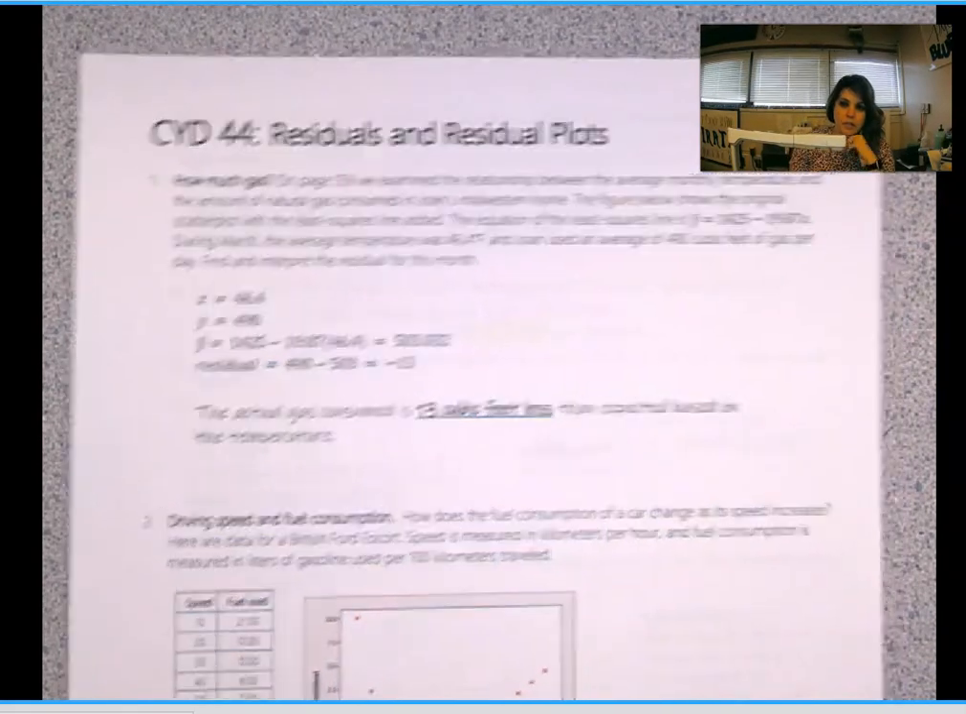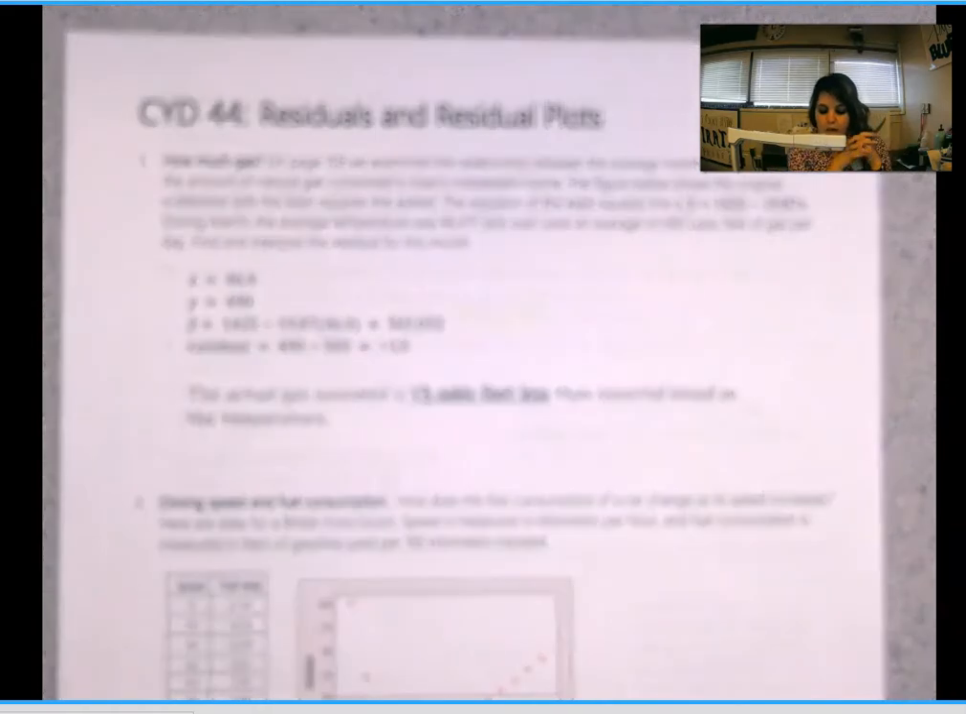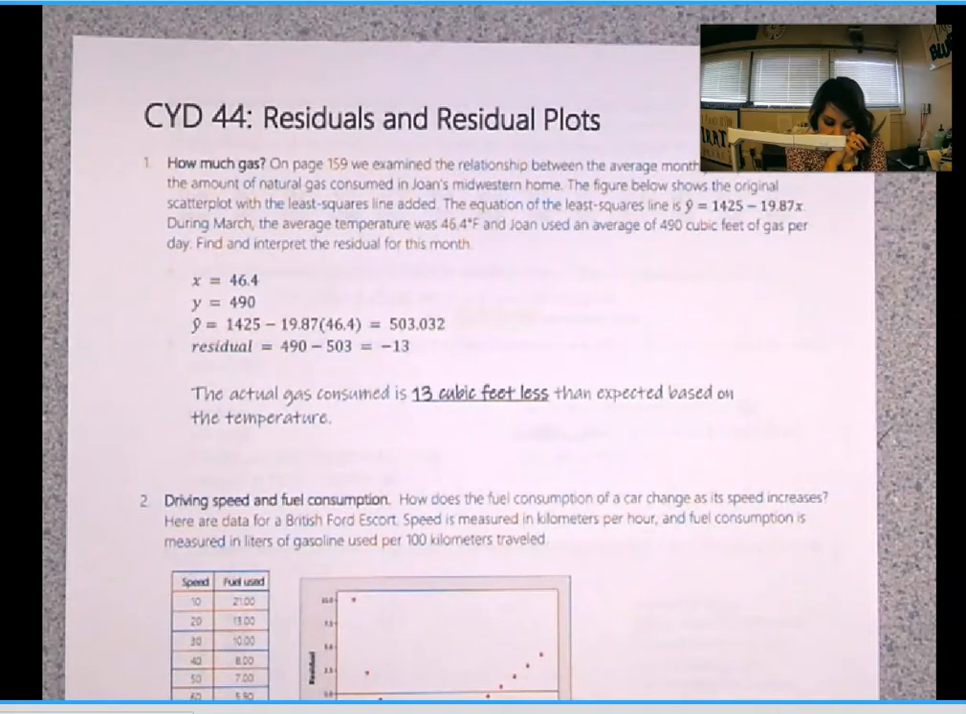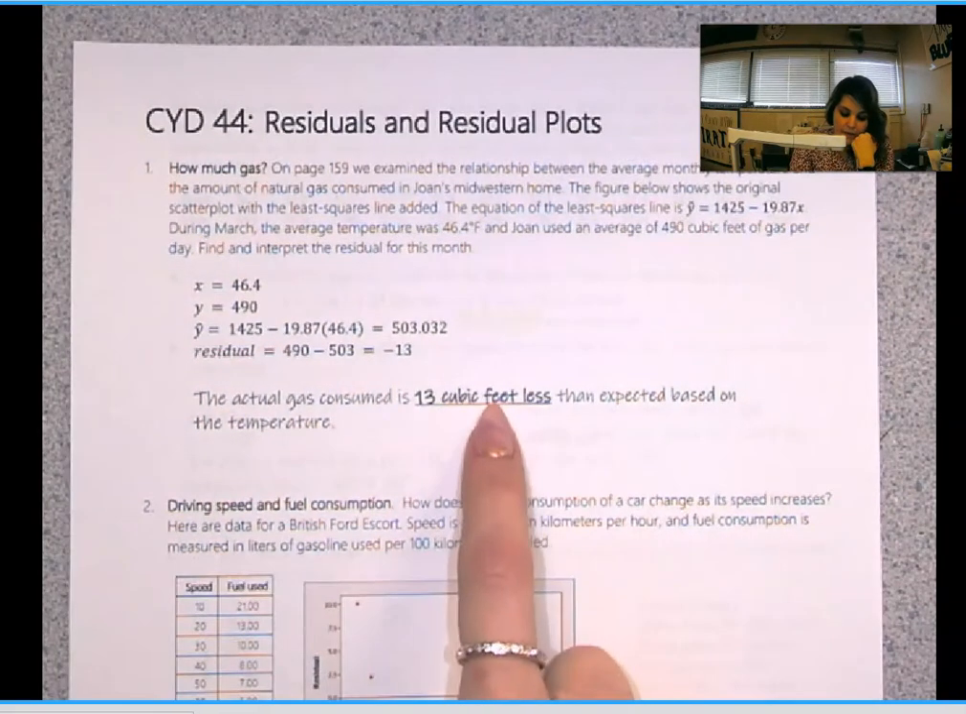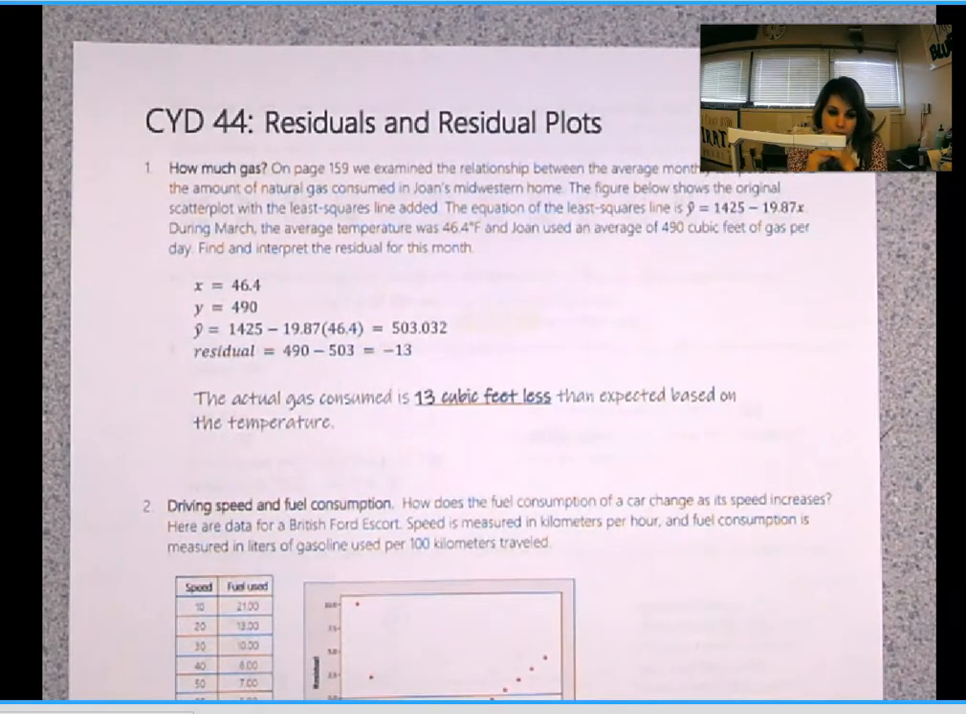So you can see number 1 on your screen. There's really nothing here to explain. The only thing that I want to highlight is that I have this underlined and bolded because when you do your residuals, you want to make sure that you include the units. Other than that, I think that number 1's pretty straightforward.